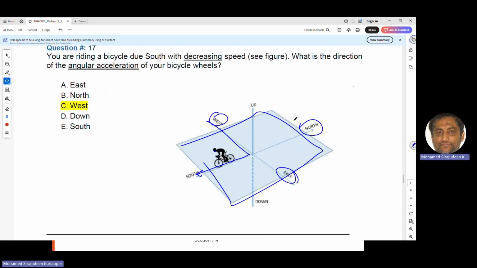Suppose I say he is moving with a constant speed. What is the direction of acceleration? The value is zero. What is the direction? If it is zero, can you talk about direction? The answer is no direction. If something is zero, how can it have a direction, right?